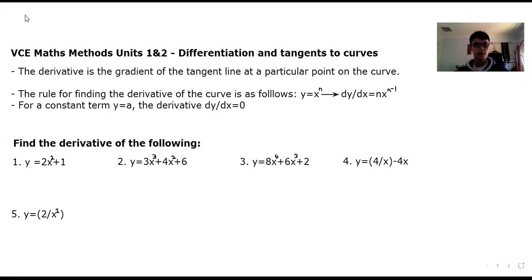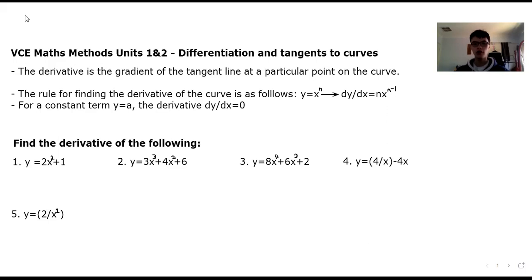All right, so hey everyone. We'll be having a look at some differentiation and tangents to a curve, which is part of the maths methods curriculum for units 1 and 2. It's basic. It's just about building the foundations so that when you do methods units 3 and 4, you'll have a good grasp, or at least have an idea of how to solve these sorts of maths problems.